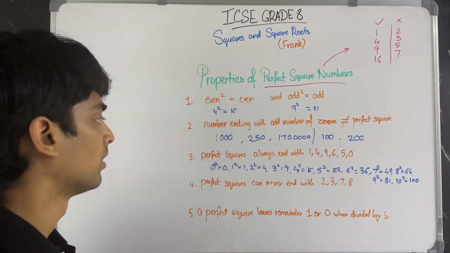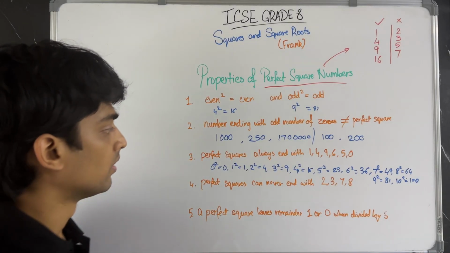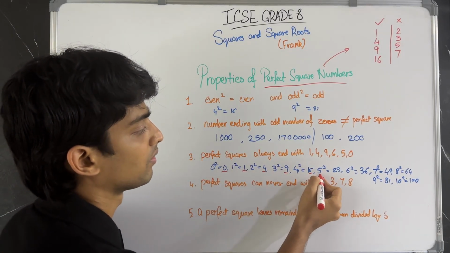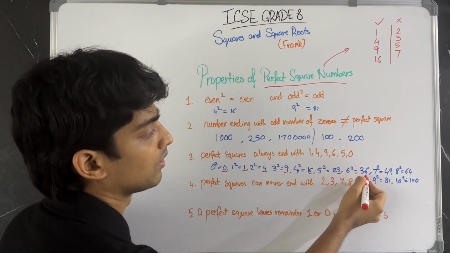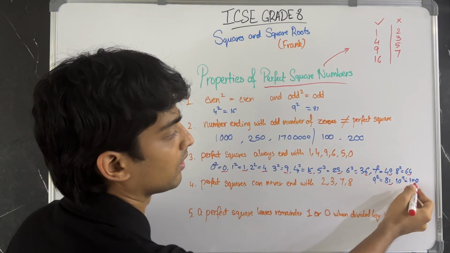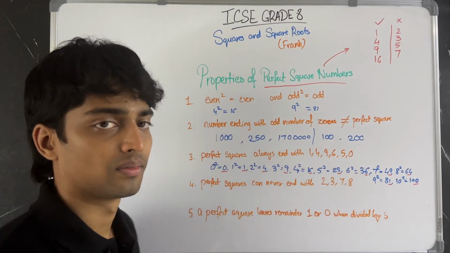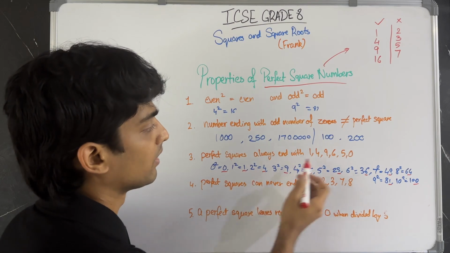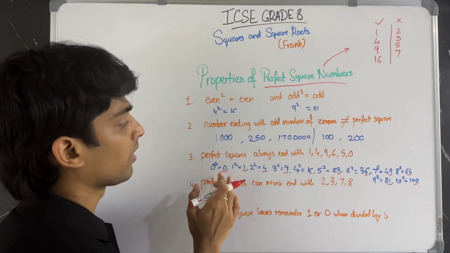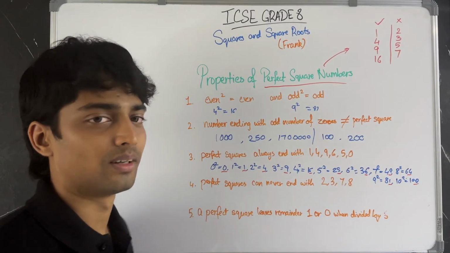Now let's look at the last digits of all. So here: 0, 1, 4, 9, 6, 5, 6, 9, 4, 1, 0. So all of these are among these. They are either 1, 4, 9, 6, 5 or 0. Now you might ask, this is only for one digit numbers. What about all the other numbers?